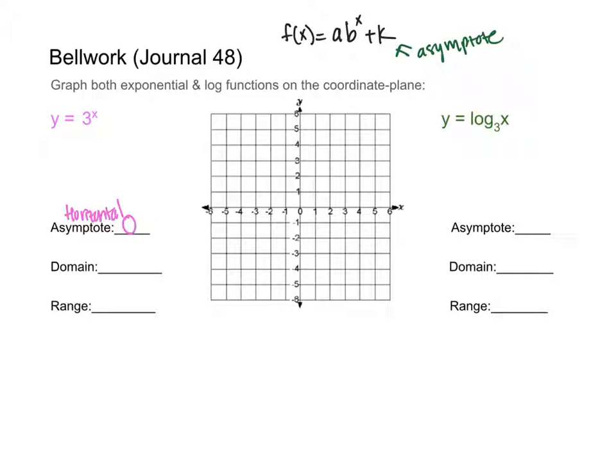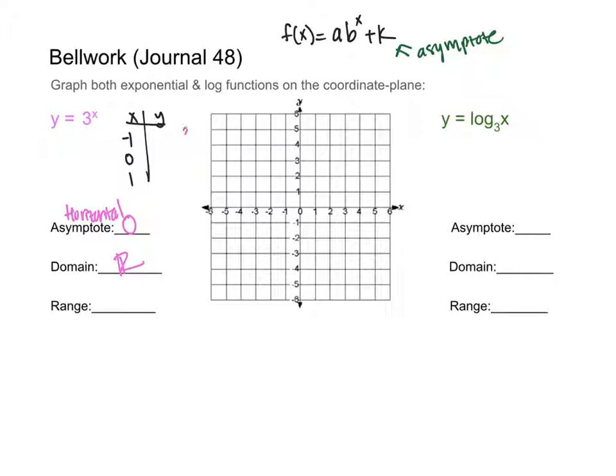Okay, now let's talk about domain and range. For exponential, the domain is all real numbers, and we'll see why after we make a table. So let's make a table. If you remember, when we make a table, we have to plug in values for the exponent. Our exponent here is x, so I'm going to choose my typical -1, 0, and 1. If I plug these in for x, let's see what we get.